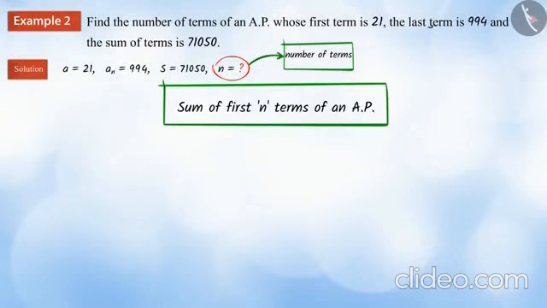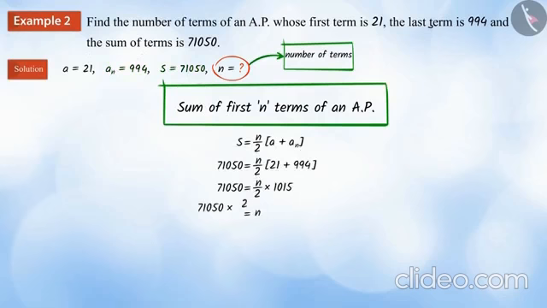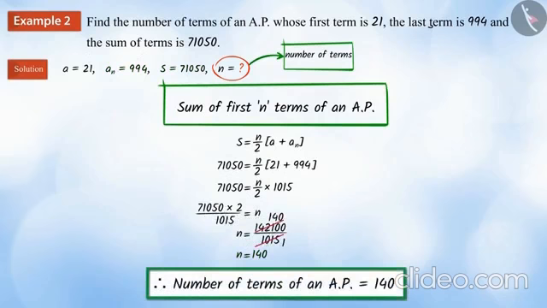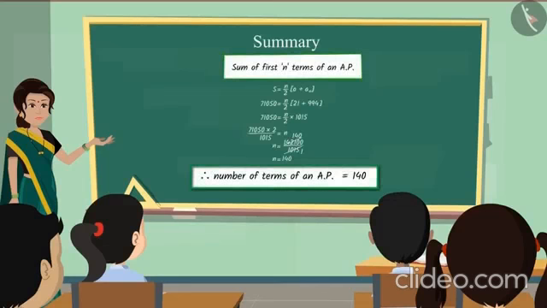Yes, here we have to use the formula for the sum of the first n terms of the arithmetic progression. By substituting the values of a, an, and s in the formula, we get n equals 140. Therefore, there will be a total of 140 terms in the arithmetic progression. Today in this video, we have looked at some interesting examples based on the sum of the first n terms of an arithmetic progression. In the next video, we will see some simple mistakes that can occur while solving these types of questions.